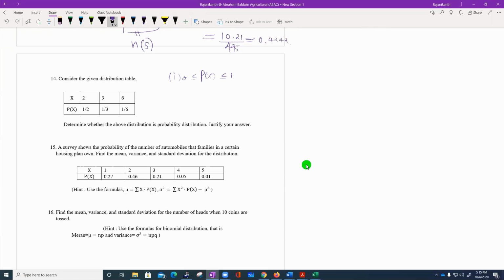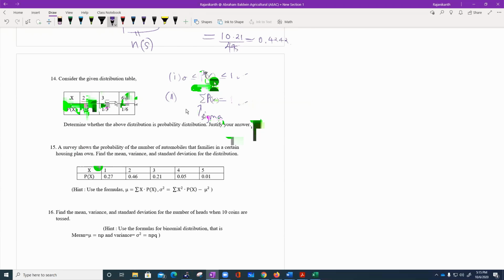Okay, 0 and 1 also possible. The second condition is, if you add all the possible probabilities, we use this notation. We call this sigma, uppercase sigma in Greek letter. That means you are summing up all the possible P(x) values, probability values. This answer should be exactly 1. If these two conditions are satisfied, then we say that the given distribution table is a probability distribution.